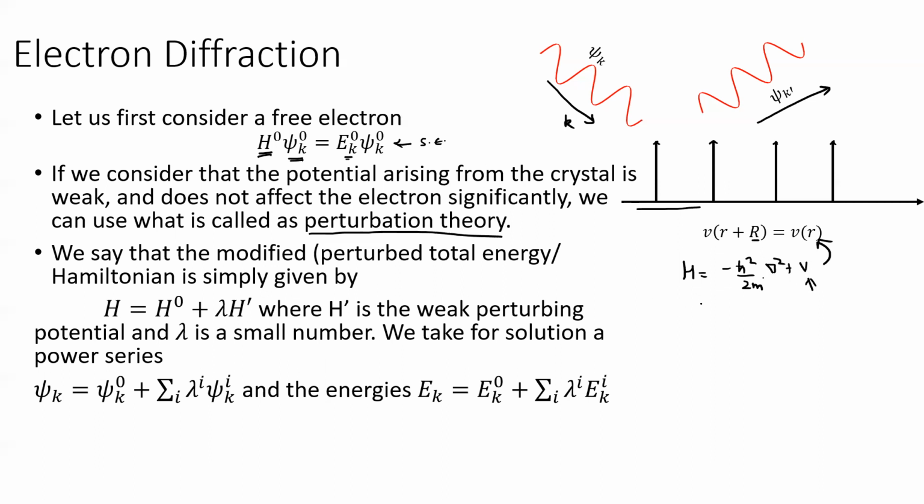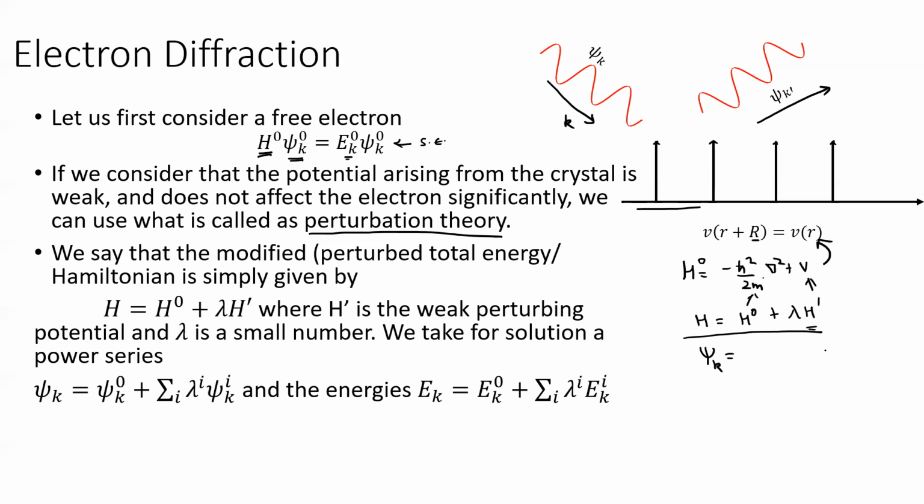So we are going to express this as, sorry, this is total H. We are going to express this total H as H equals H naught, which is just this part, plus something which is written as lambda H prime, and H prime is small. When we express the Hamiltonian like this, then we express the solutions psi k, the solution to this Hamiltonian, also in power series.